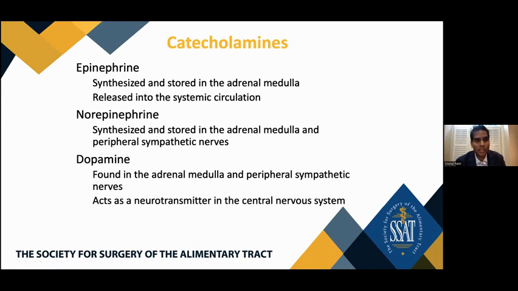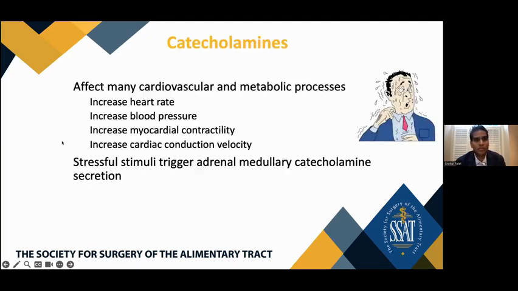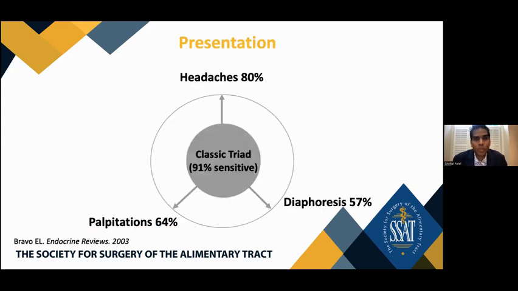It's the catecholamines that are released, so epinephrine and norepinephrine, which are synthesized and stored in the adrenal medulla and then released in circulation, and then dopamine, which is also found in the adrenal medulla and the peripheral sympathetic nerves. It's these catecholamines that affect the cardiovascular and metabolic processes that increase the heart rate, blood pressure, myocardial contractility, and cardiac conduction, and it's stressful stimuli that trigger the secretion of the adrenal medulla. So what we think of when we see the classic presentation is this classic triad of headaches, palpitations, and diaphoresis. When we see all three, it has a 91% sensitivity.